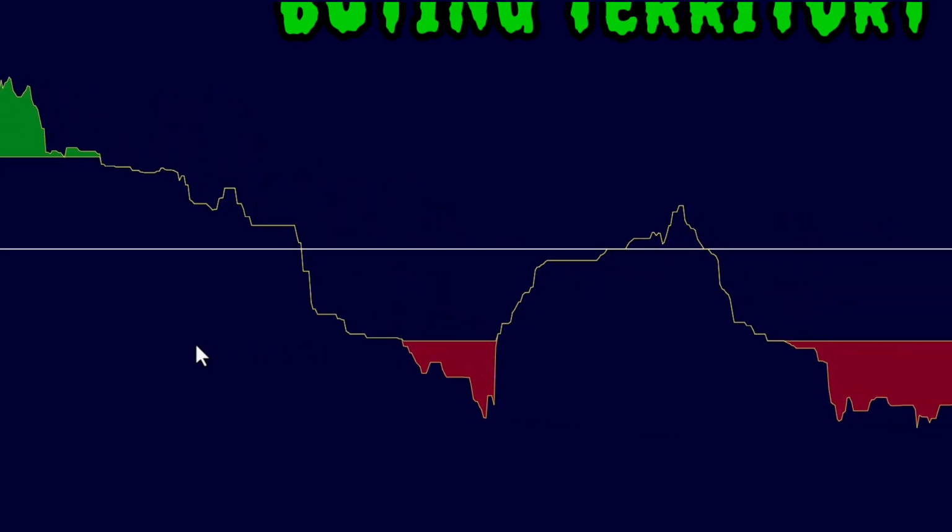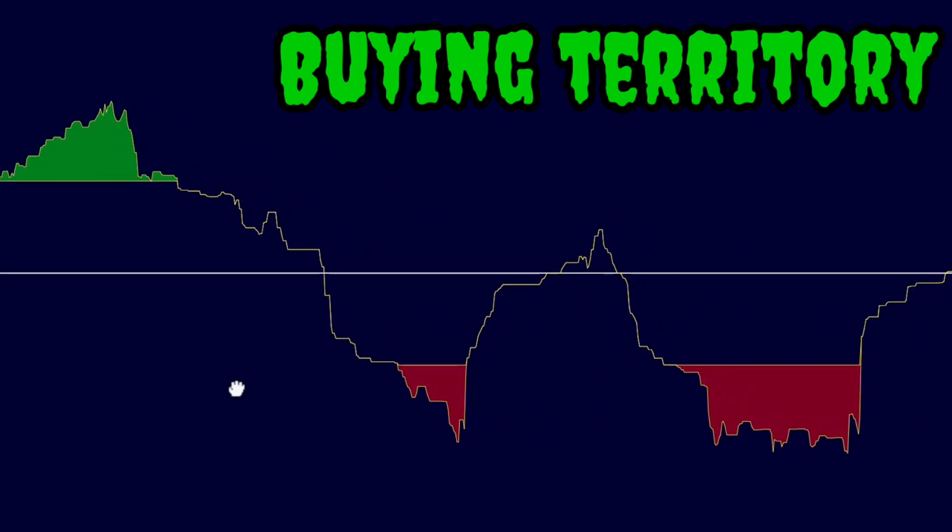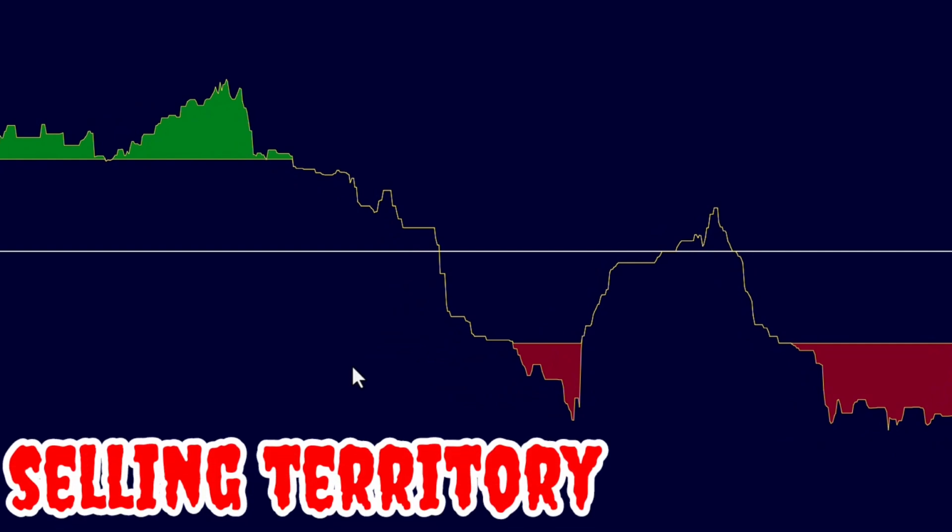When the TTF line crosses above the zero level, it generates a buy signal, indicating a potential opportunity to enter a long position. Conversely, when the TTF line crosses below the zero level, it creates a sell signal, suggesting a possible opportunity to enter a short position. To better grasp how the trend trigger factor indicator works, let's examine a couple of examples together.